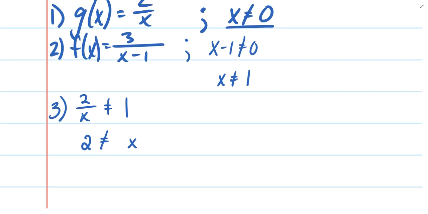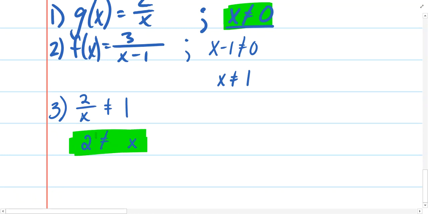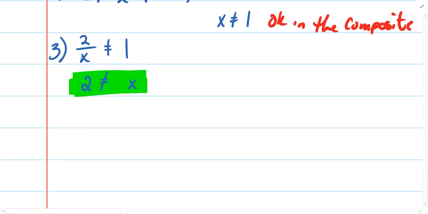So as far as our restrictions go in the grand scheme of things, we are not allowed to use 0 because of the inner function restriction, and we cannot use the number 2 because of the outer function restriction. In the composite function, it is okay to use the number 1. This one will be okay in the composite. It's okay to use in the composite because when we plug it into the inner function, it will be changed to a number other than 1 by the time we introduce it in the outer function.